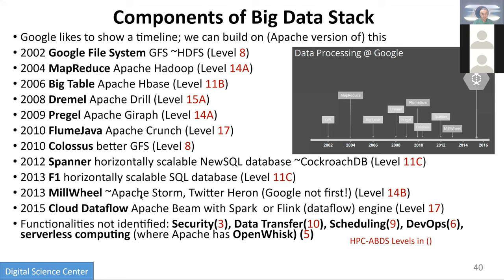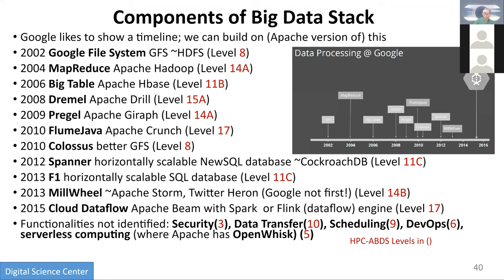MillWheel is one I'm more familiar with, because it's streaming software for coping with data coming from IoT devices and being transmitted to the cloud for processing. MillWheel was one of the few cases where Google was not first. Twitter, which produced Storm and Heron, was significantly ahead of Google. And in fact, there are other systems; Samza is another system similar to Storm.